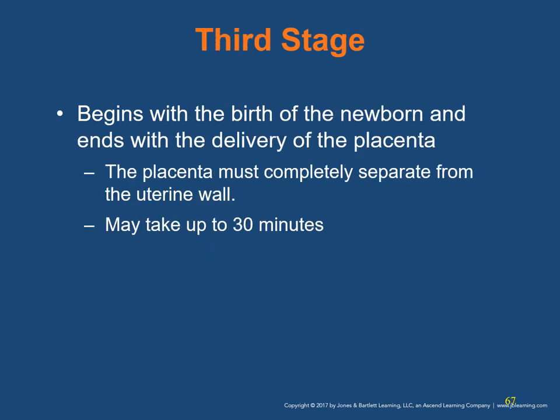The third stage of labor begins with the birth of the newborn and ends with the delivery of the placenta. During this stage, the placenta must completely separate from the uterine wall. This may take up to 30 minutes.